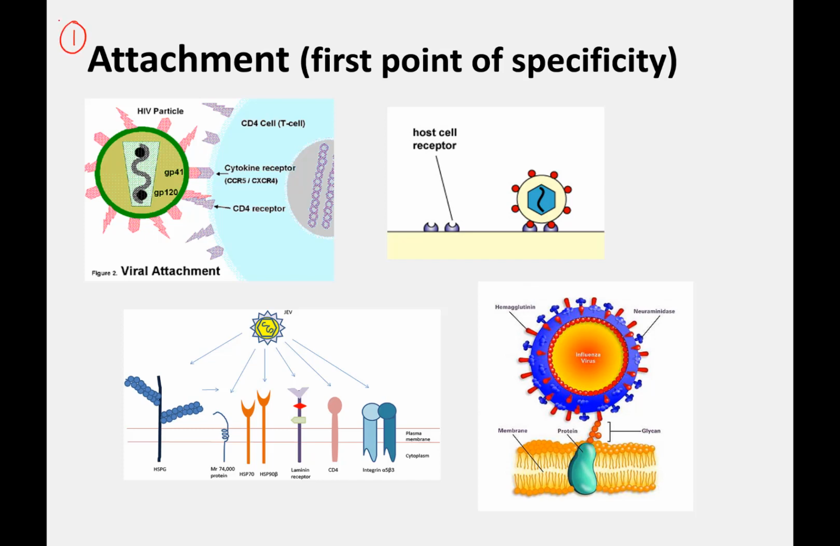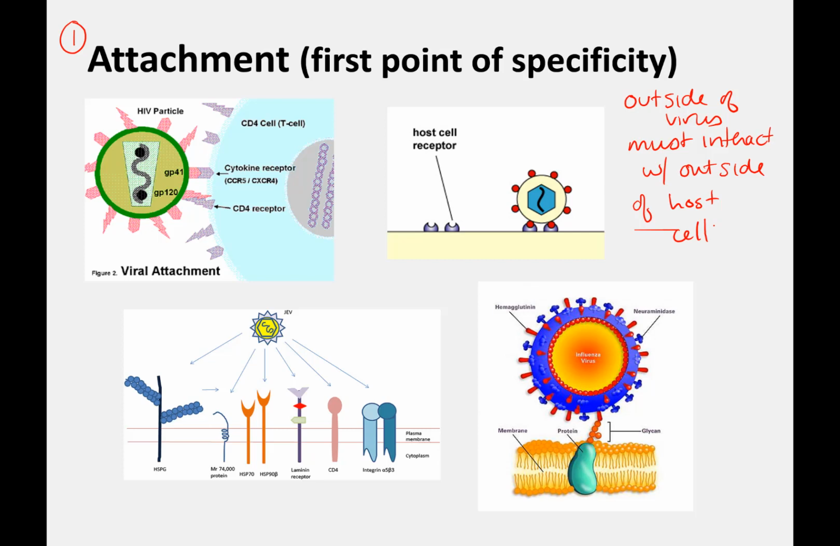All right, so first is attachment. And like I said, this is the first point of specificity. So there's something on the outside of the virus that must interact with the outside of the cell. And we call these cells hosts because they are where the virus is going to get in and replicate and provide all the additional enzymes and nucleotides and amino acids and all of that for the virus.